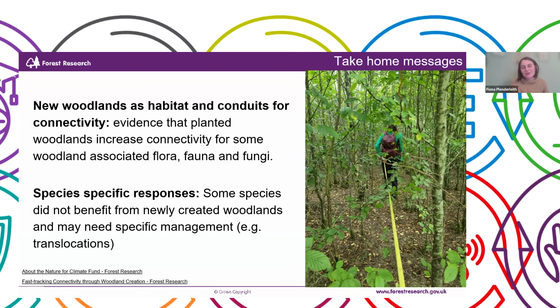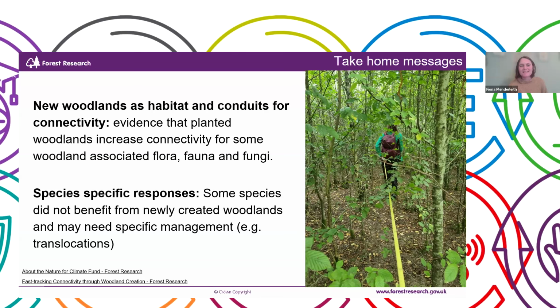But we do see complexities because this is nature, and nature is complex, as Chris talked about. So we did also see that some species didn't benefit from those newly created woodlands. And for those species, we might need to start using that evidence to develop specific management guidance. Maybe some ground flora might need translocations. There's a lot of research at the moment going into the translocation of soils for ancient woodland fungi. And we can start to unpick those different species and how individual species might need help at a landscape level.